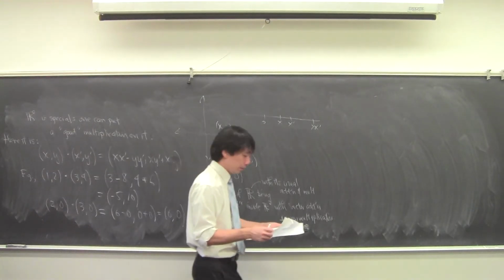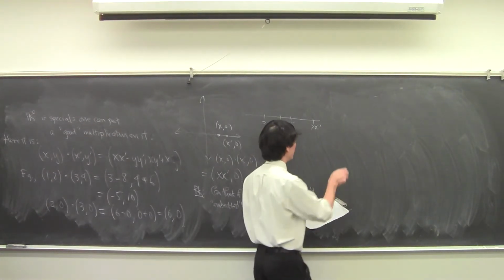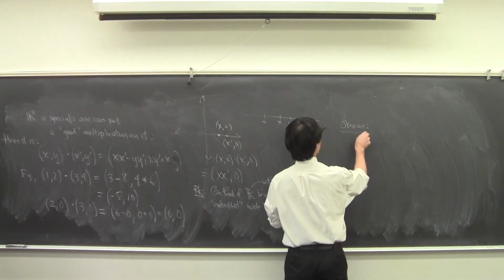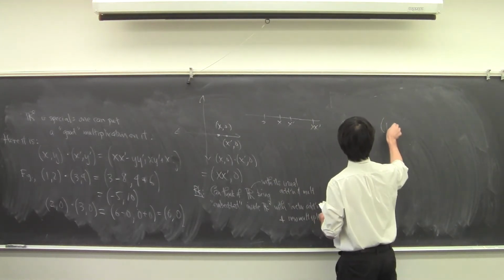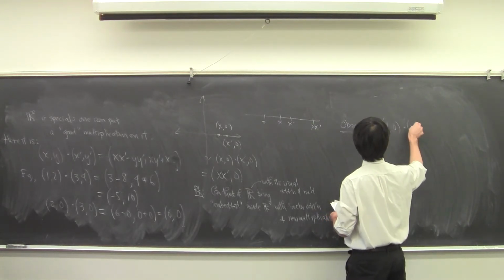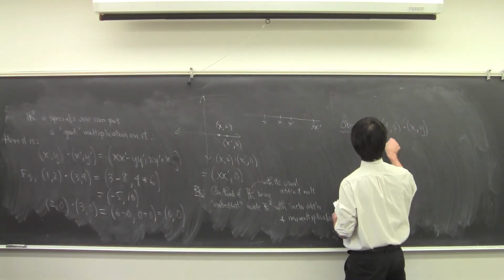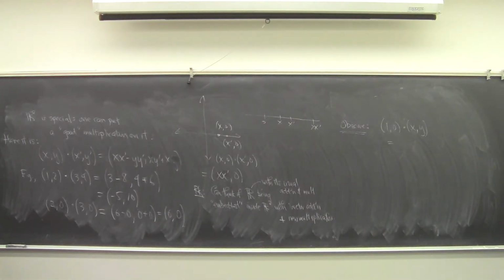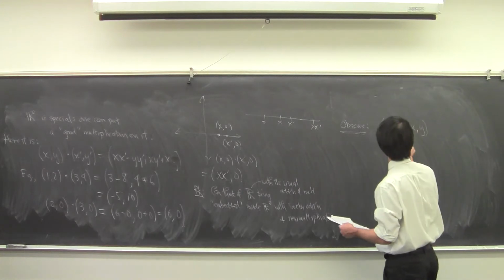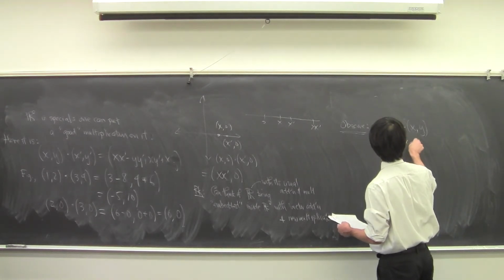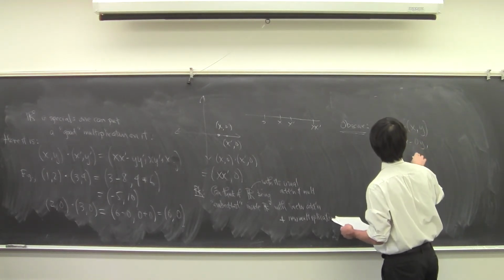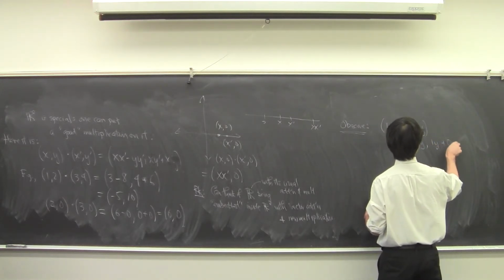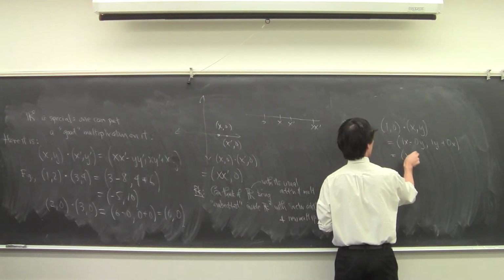Okay. So other things to notice. Observe that if I have (1, 0) times (x, y), then I get 1 times x minus 0 times y, and I get 1y plus 0x. Right? In other words, I get (x, y).